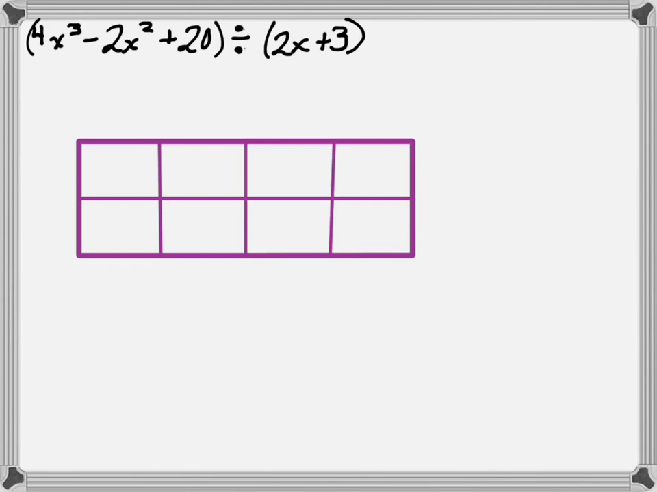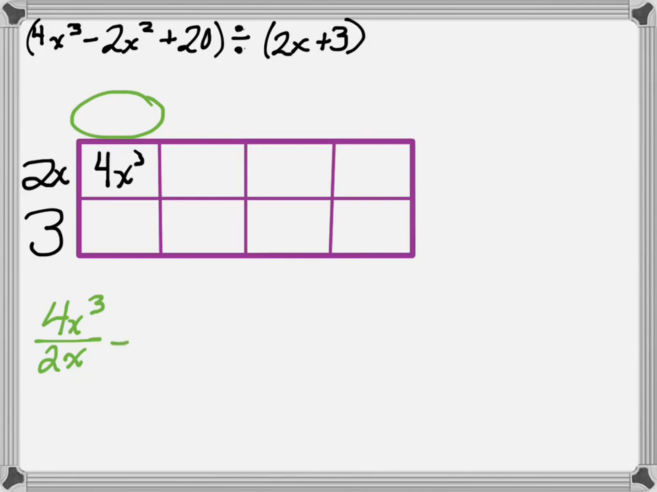And we said that there's going to be 2 rows because there's not an x squared. What would the first row be in front of it? 2x. And the second row? Now, what would the first box be in the first column? 4x cubed. And to create this spot here, we take 4x cubed divided by 2x, and that gives us 2x. Then we take that 2x times the 3, and it's going to give us what?